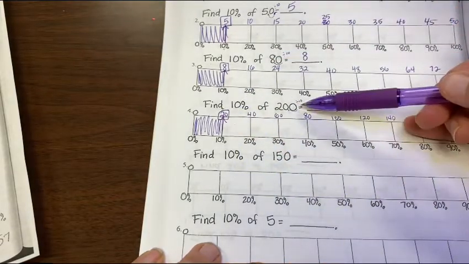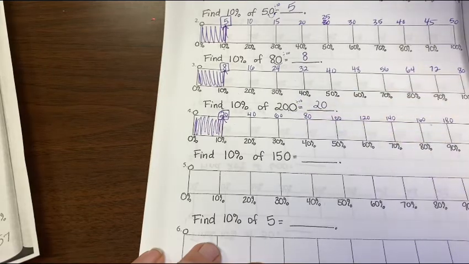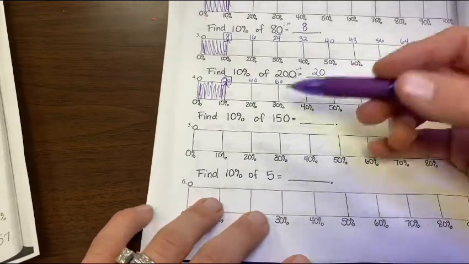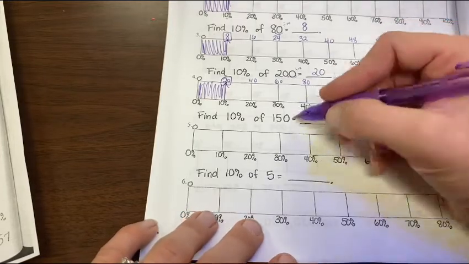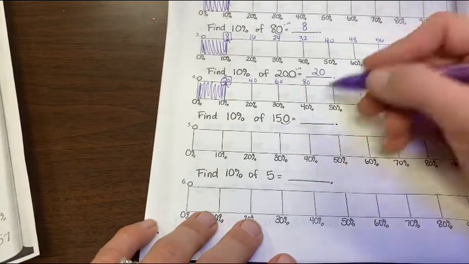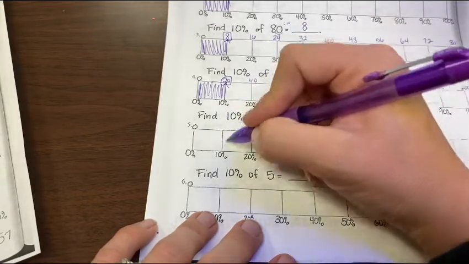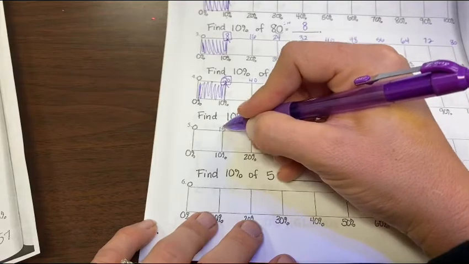So on your homework, most of the time you just have to move your decimal one place to the left and write it down. So let's look at this one, 10% of 150. So we're going to move our decimal one place to the left, 15. So 10% of 150 is 15. So I'd be counting by 15.